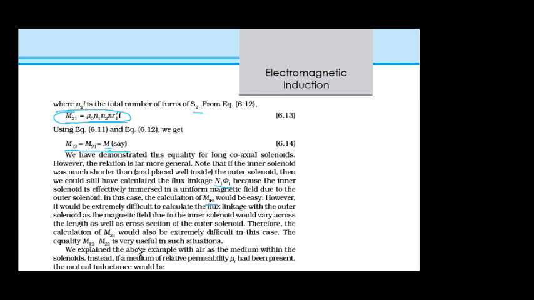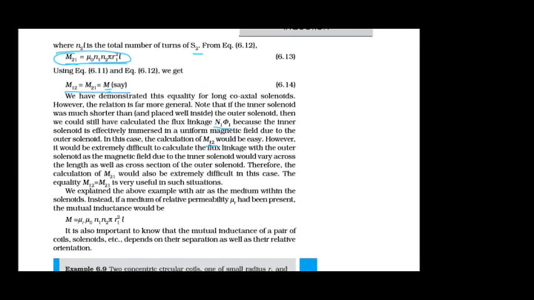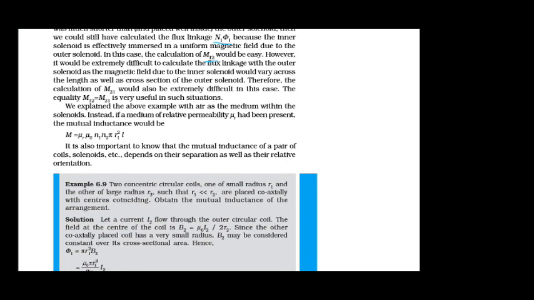The equality M12 is equal to M21 is very useful in such situations. In which situation? When M21 is very difficult to calculate. So we know that M12 is equal to M21, therefore we will calculate M12, and since both are equal, the value of M21 is the same.